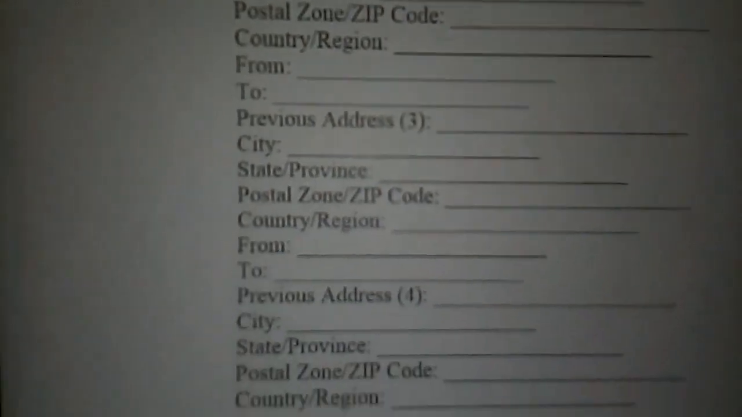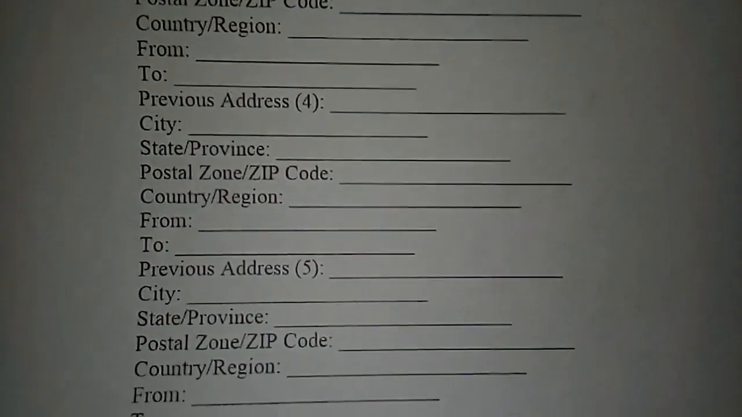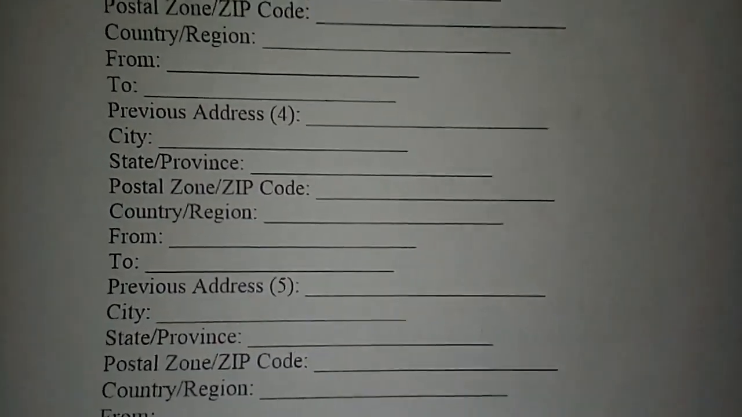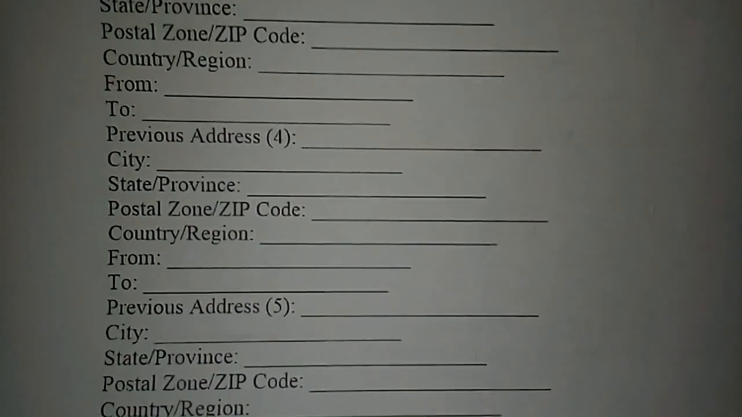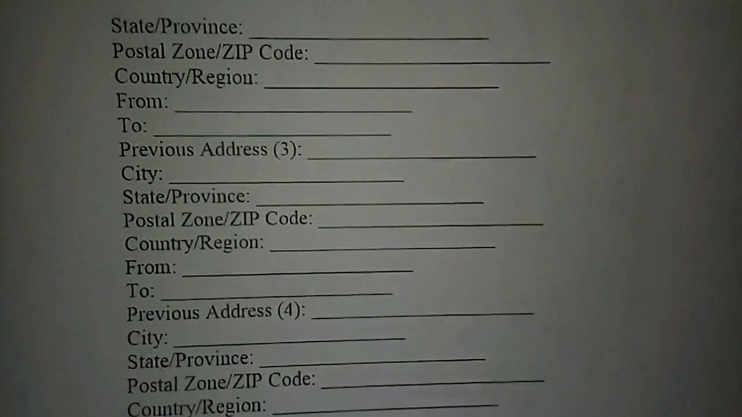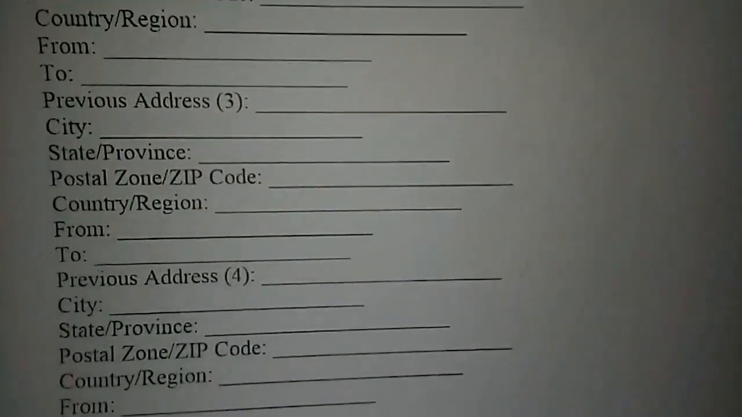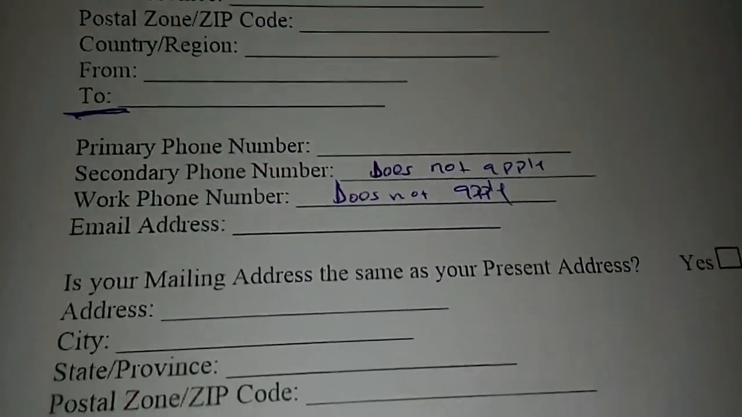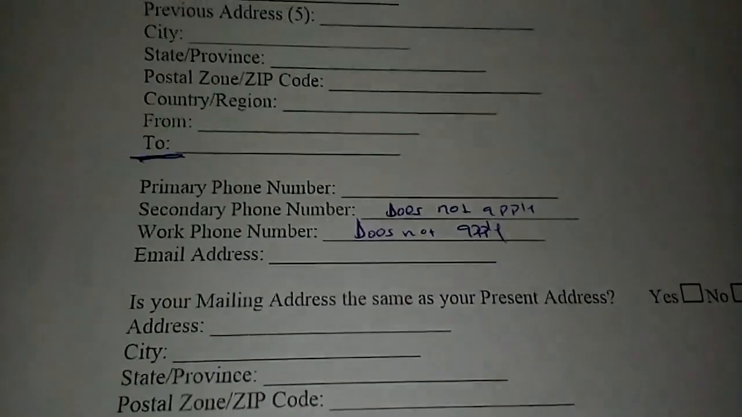And as you can see, there is the next one, the third, the fourth, the fifth, a maximum of around 5 previous addresses. So that's only if you have them. If you don't have them, as I've told you, you only click does not apply. And then we go to the next one, your primary phone number.